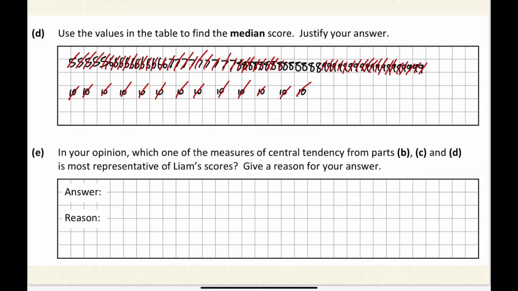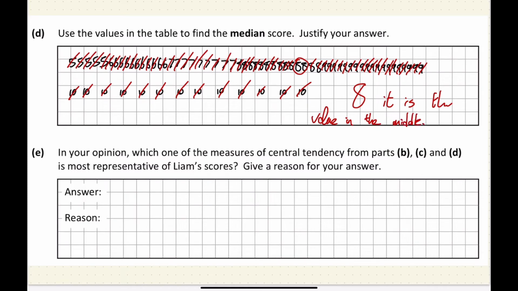Okay, so if I keep working my way to the middle from here, it's just going to be 8. You could add 8 and 8 together, that gives you 16, divided by 2 gives me 8. So the median value is 8. Why? It is the value in the middle.